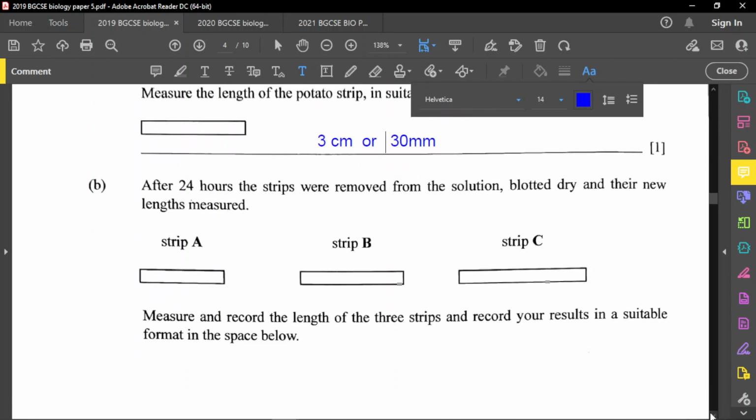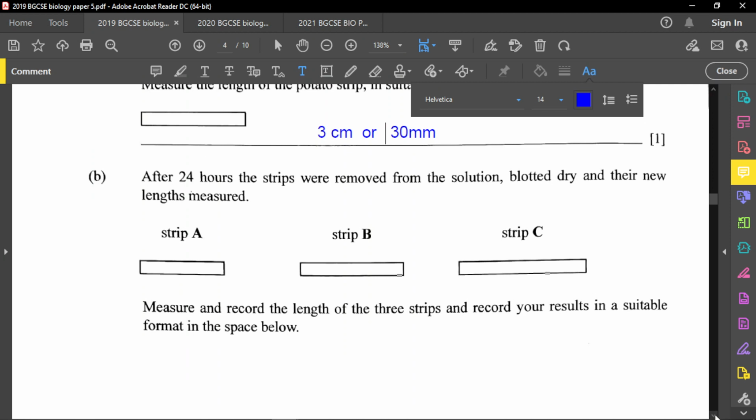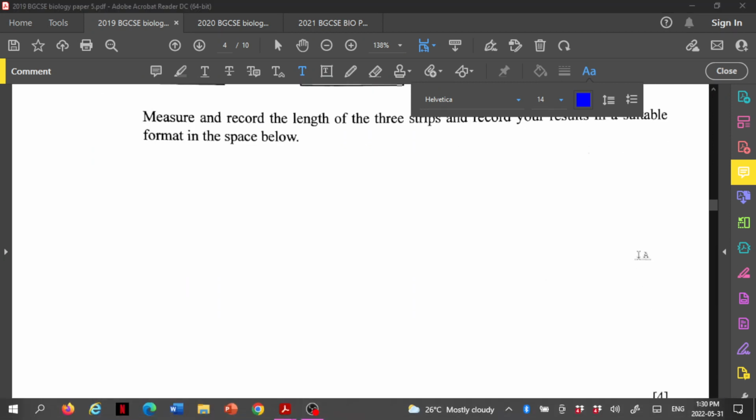All right, so part B now, we say after 24 hours, the strips were removed from the solution, blotted dry, and their new lengths were measured. Now for strips A, B, and C, notice they look different. It says measure and record the length of the 3 strips and record your results in a suitable format in the space below. So I should have drawn a table. I'm going to skip that part, but I'm just going to show you this real quick.